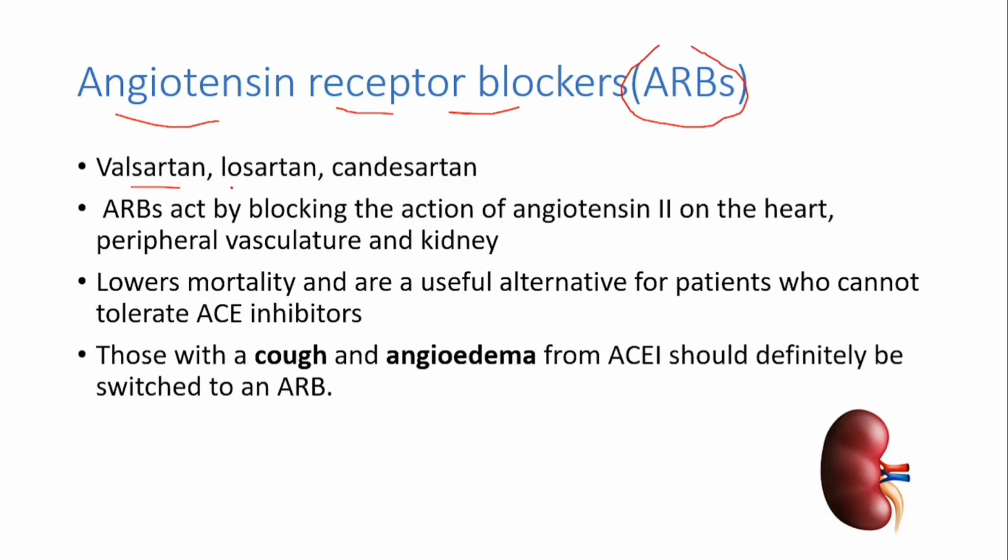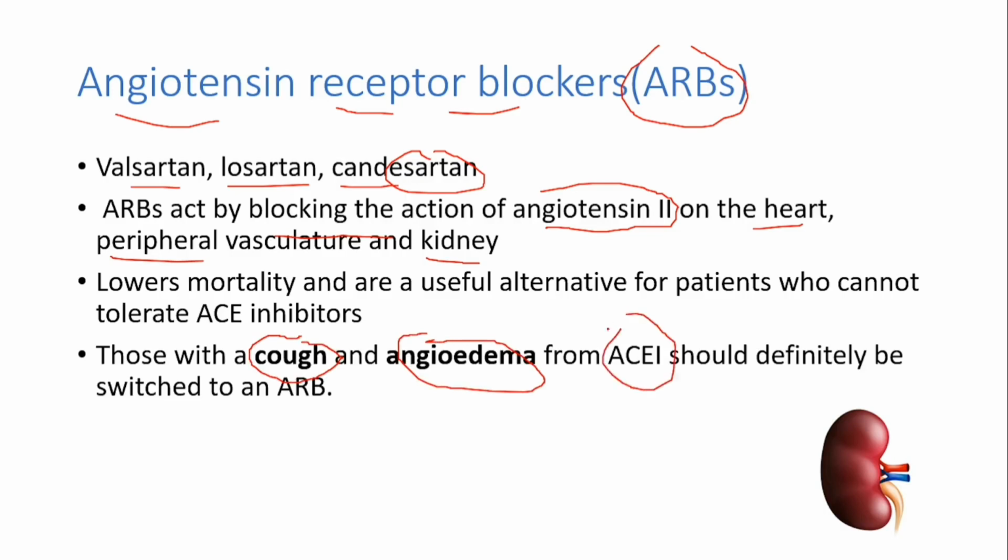Valsartan, losartan, and candesartan. Remember the sartan at the end. These are the ARBs. ARBs act by blocking the action of angiotensin 2 on the heart, peripheral vascular and the kidney. Its effects are like the ACE inhibitors. Okay, but they are used only when there are side effects of the ACE inhibitors, like the cough or angioedema. When these are present with the ACE inhibitor, then switch to ARBs. Otherwise, use ACE inhibitors. Okay.